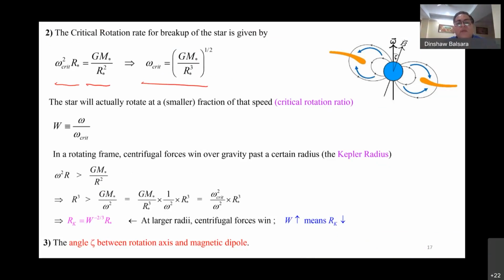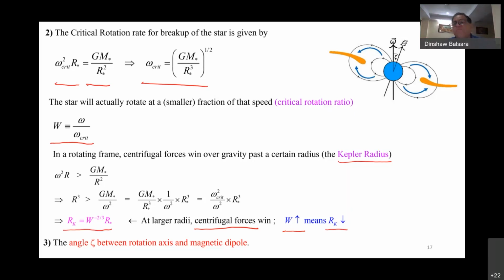Now, any star will rotate at a fraction of this critical rotation rate, and therefore we can develop another parameter, namely the critical rotation ratio, which tells us that beyond a certain radius, which we call the Kepler radius, the rotational forces, namely the centrifugal forces, will win. And as this rotational ratio becomes larger, the Kepler radius becomes smaller, basically because of the scaling effect.